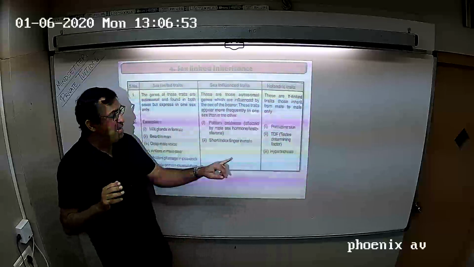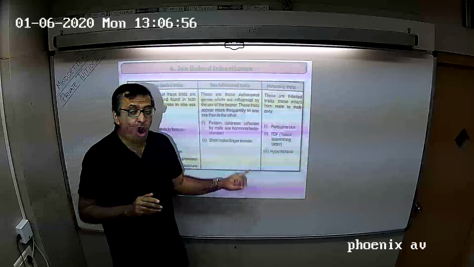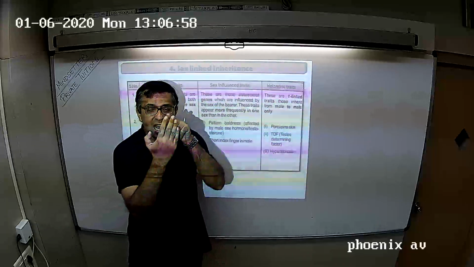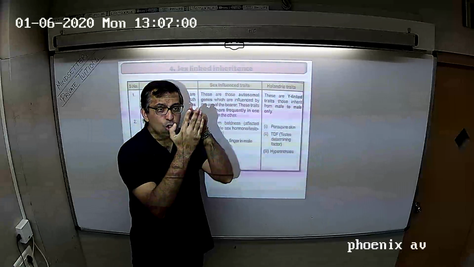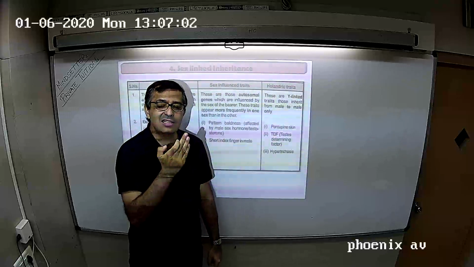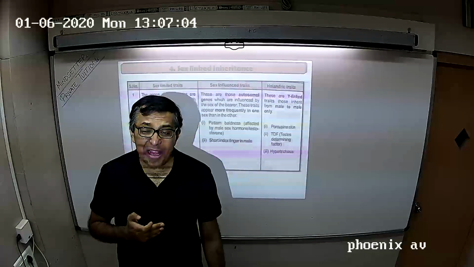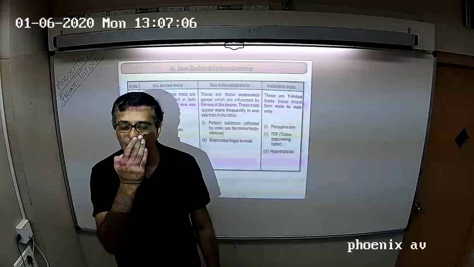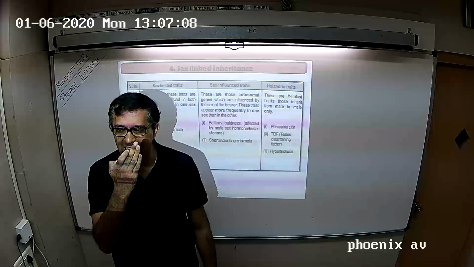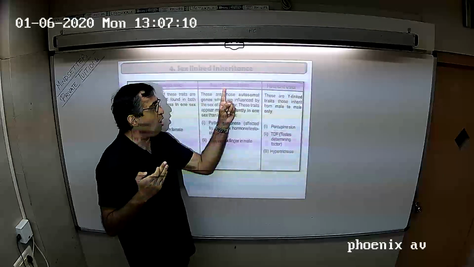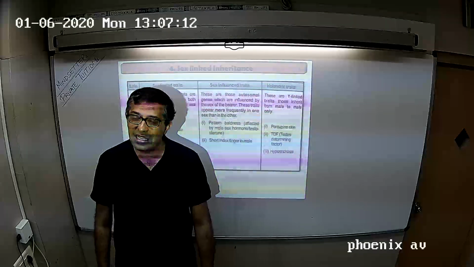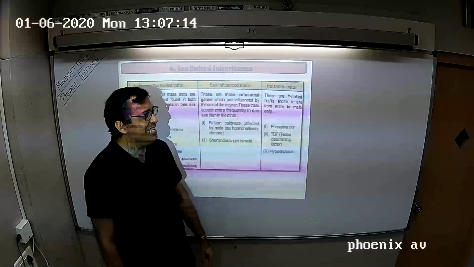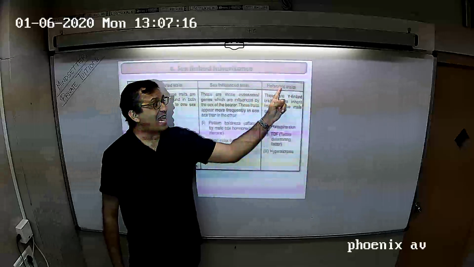Similarly, in many males there is a short index finger. उनका index finger short होता है. And sir, if you have excessive testosterone, that causes shortening of the index finger, which is also called as a sex influence trait. And then we have holandric traits.